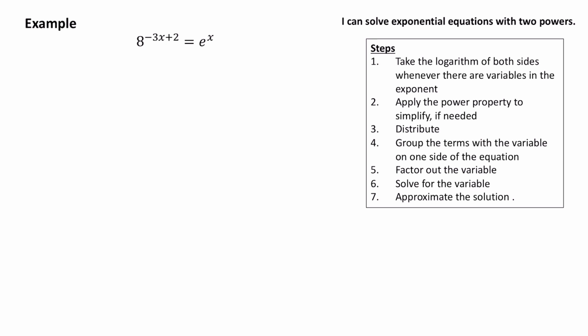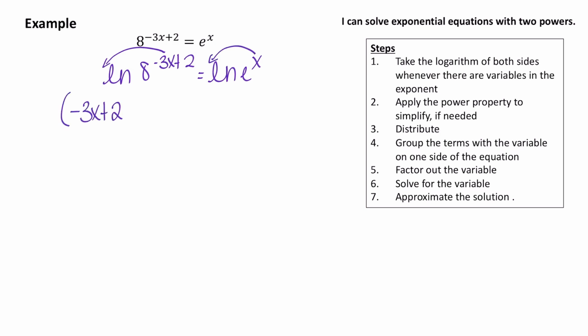So now let's try solving this problem. Notice that this problem has a base of e in it. So whenever we have a base of e involved, we want to actually take the natural log, right? We don't want to use the common log. So I'm going to take the natural log of both sides of this equation. And so that gives me ln of e to the x. And once again, I'm going to bring my exponent down in front. So I have negative 3x plus 2 ln 8 equals x ln e.